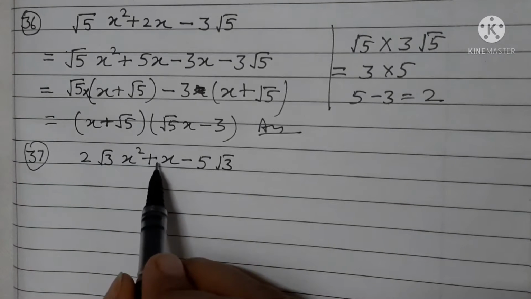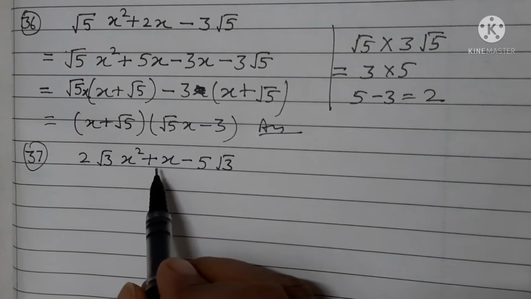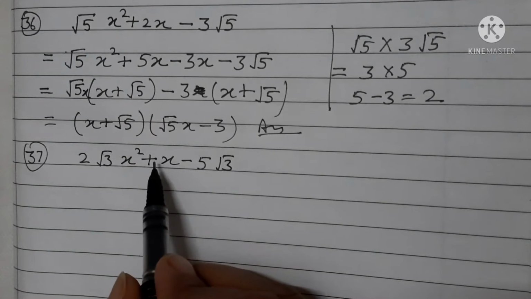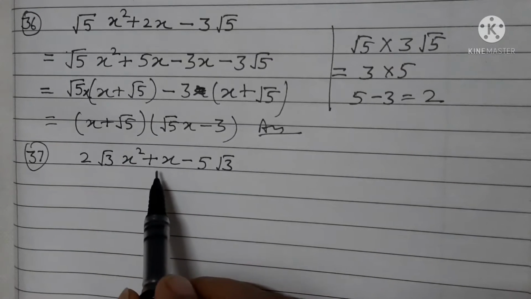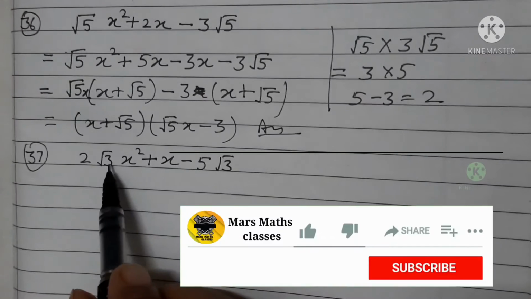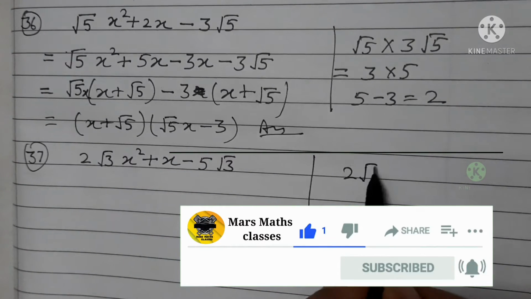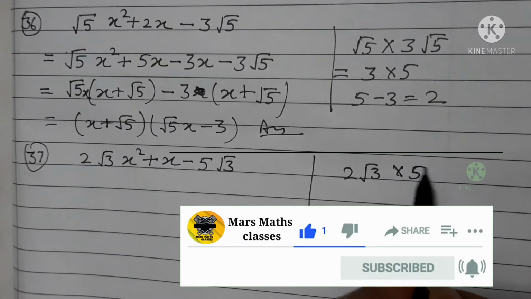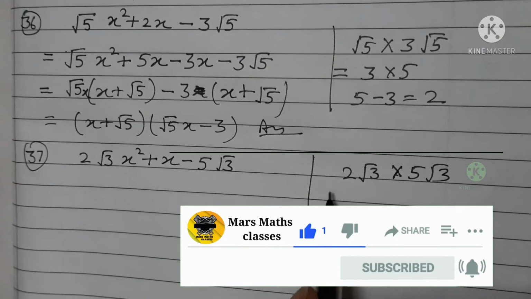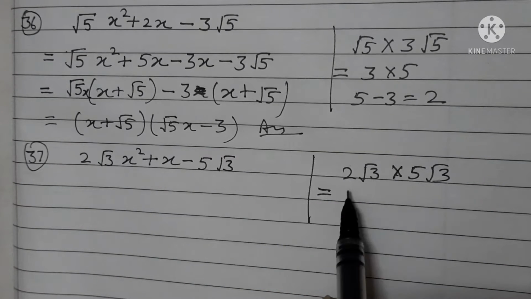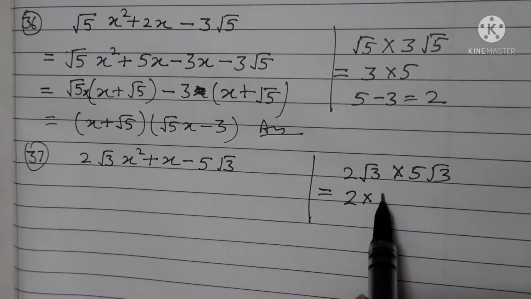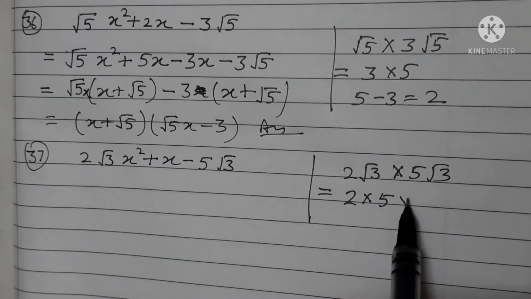Now split the middle term, which is 1, into 2 parts, so the sum will be 1 and the product will be 2 root 3 into 5 root 3. 2 root 3 into 5 root 3. This will be 2 into 5 into 3, 30.